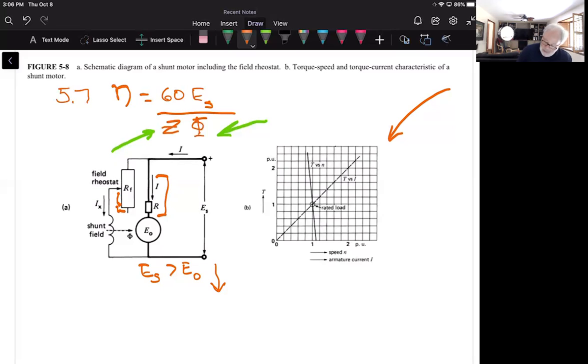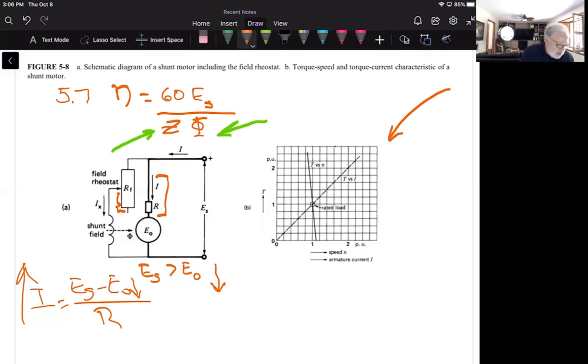If the armature voltage goes smaller, then the current, this E sub S minus E sub O divided by this resistance, if this number gets a lot smaller, then this current is going to go way up, right? So immediately what happens is that goes down, current goes up. And so the motor will respond by accelerating, okay?